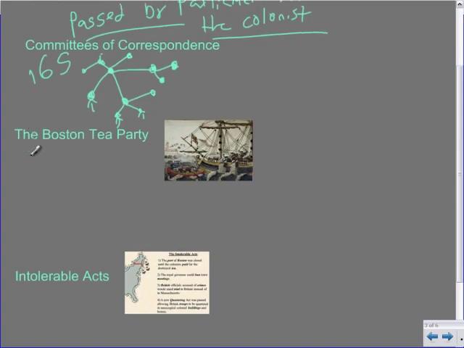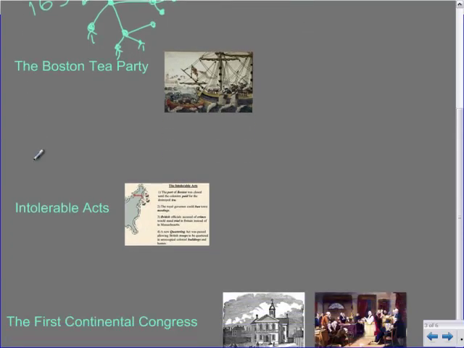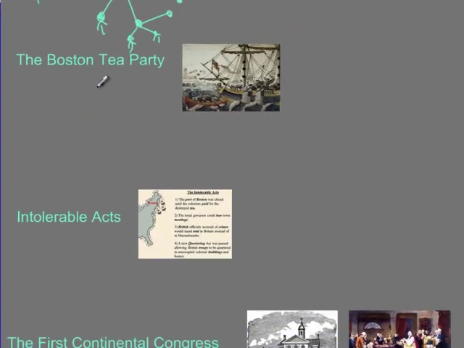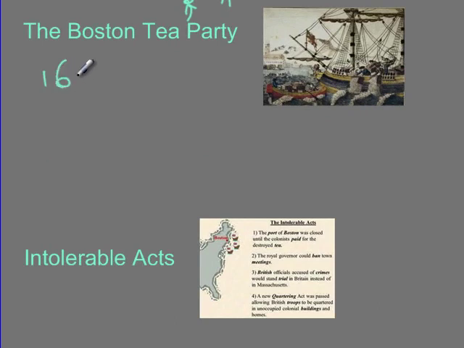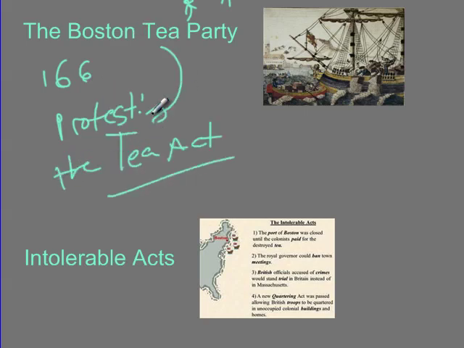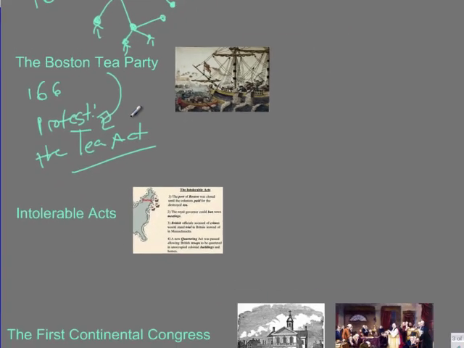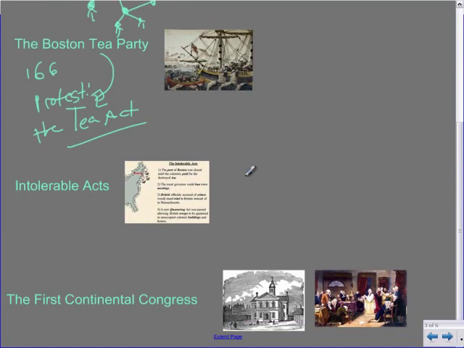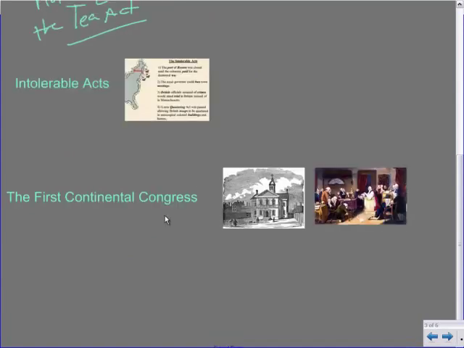So one of these protests that they set up would be the Boston Tea Party, and that is on page 166. I think this one's pretty easy. The Boston Tea Party, they're protesting the Tea Act. Tea, I mean, come on. So that's easy enough, I think, to remember. These people board the ships and they throw the stuff off the ships into the harbor, destroy a whole bunch of tea. The British get really angry.